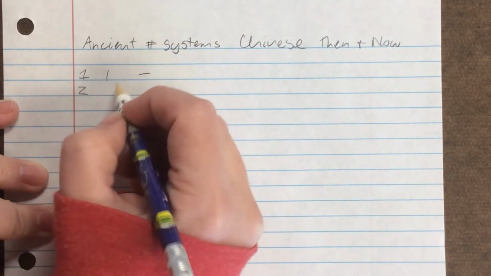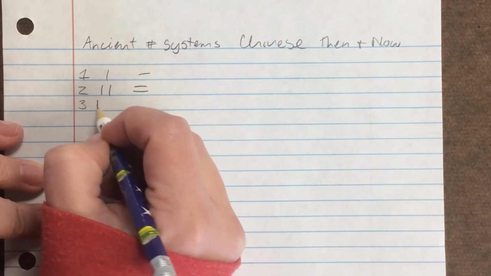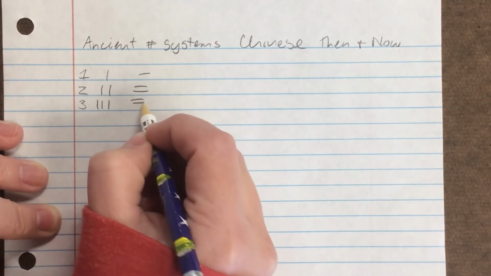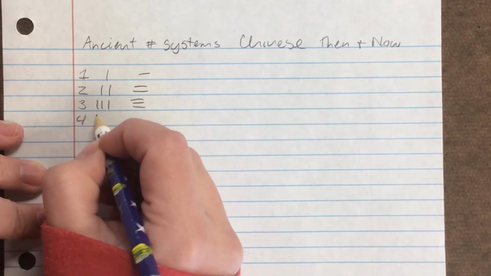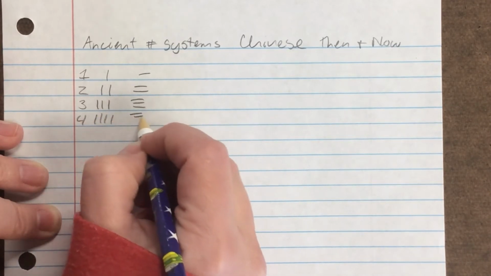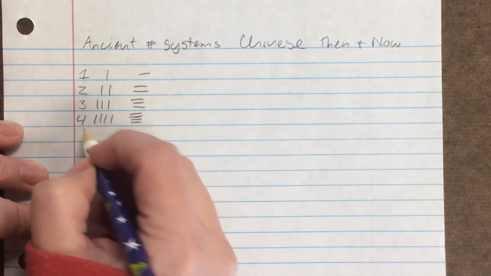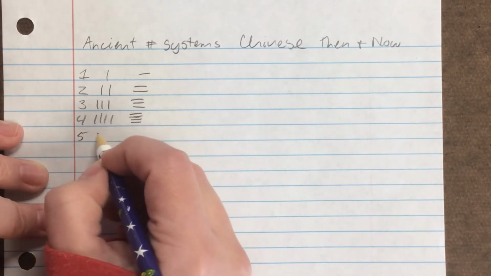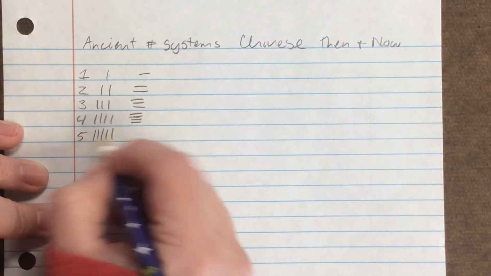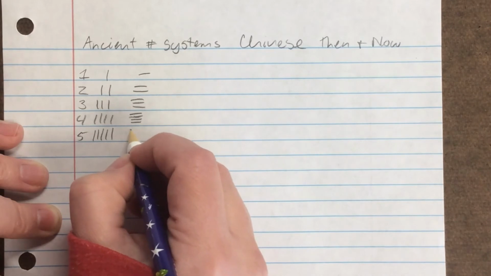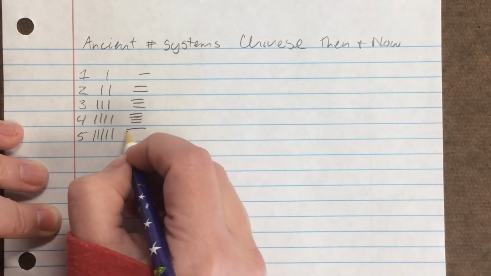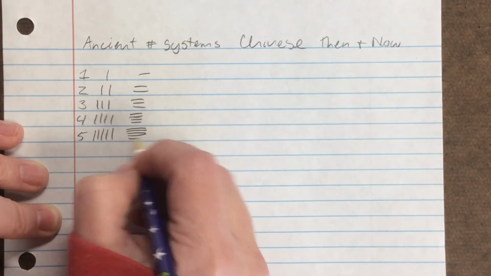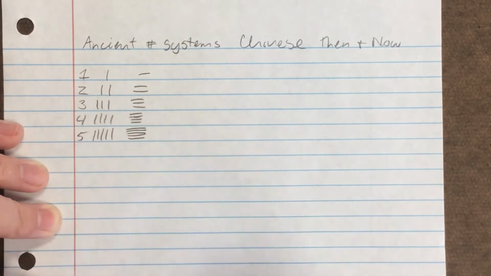Two is 2 and 2, and so on through 5. So 3 was 3, 4 is 4, and 5 is 5. That way's easy. It's hard to smush them in vertically. Here we go. 1, 2, 3, 4. Got it. Nailed it. Okay.